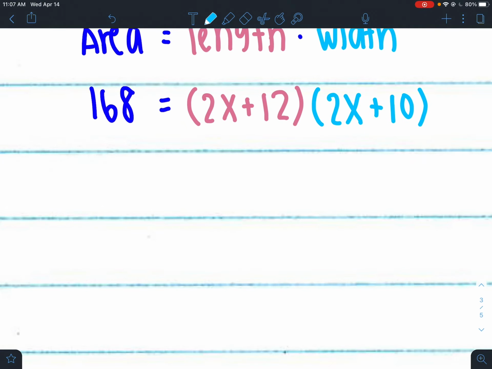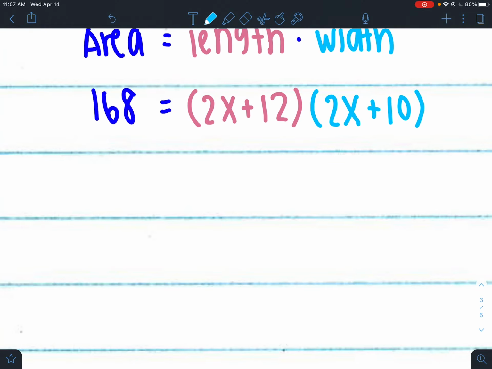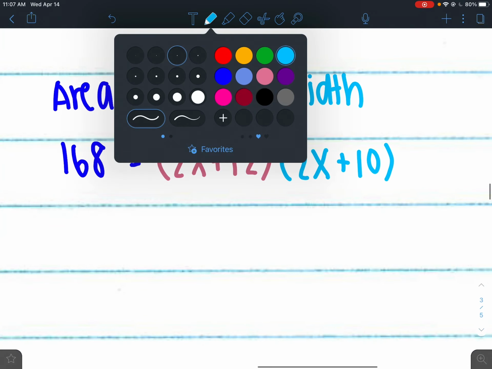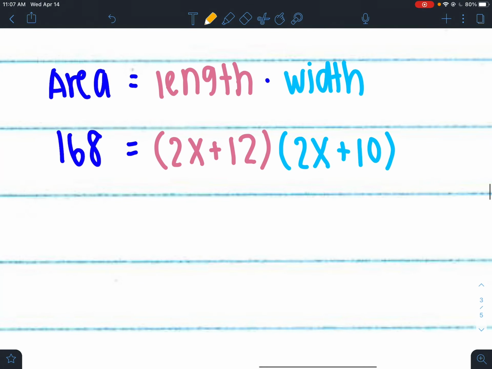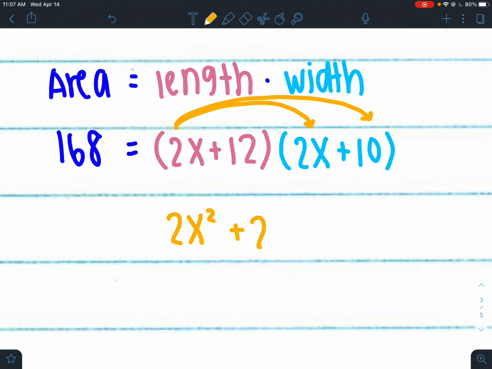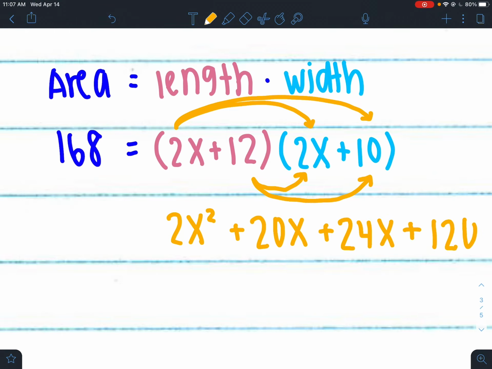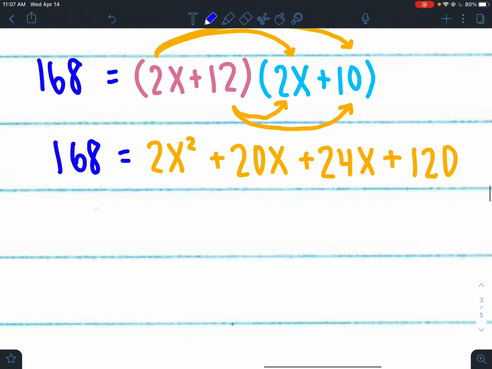It looks like it's factored already, but it's not, because in order for something to be factored, the other side has to equal 0, so this isn't technically factored. So the next step is to double distribute. We're going to do 2x times 2x, which is 2x squared, 2x times 10, which is 20x, 12 times 2x, which is 24x, 12 times 10, which is 120. Now this still equals 168, so that hasn't changed.